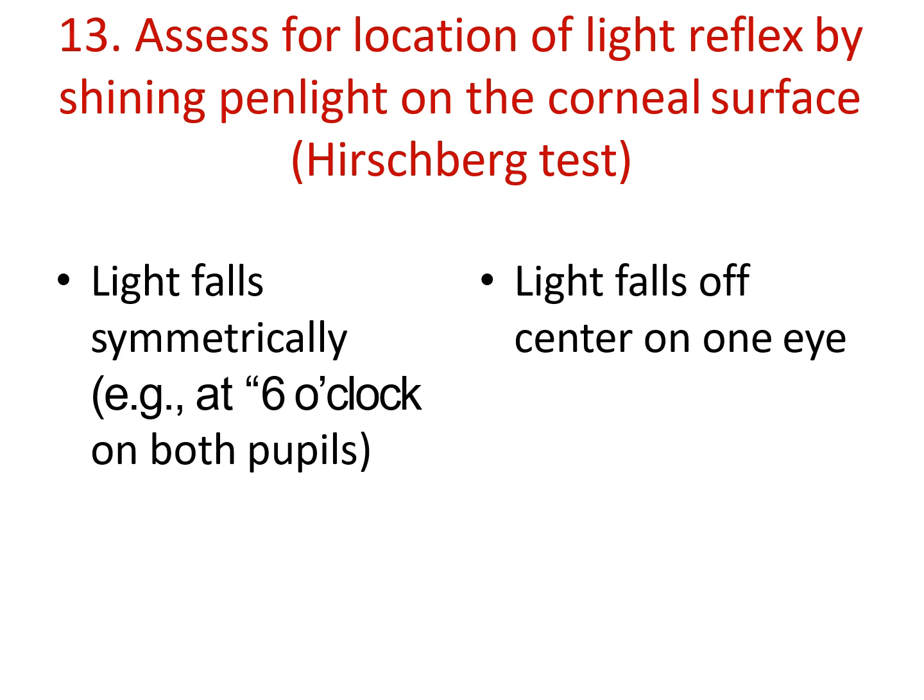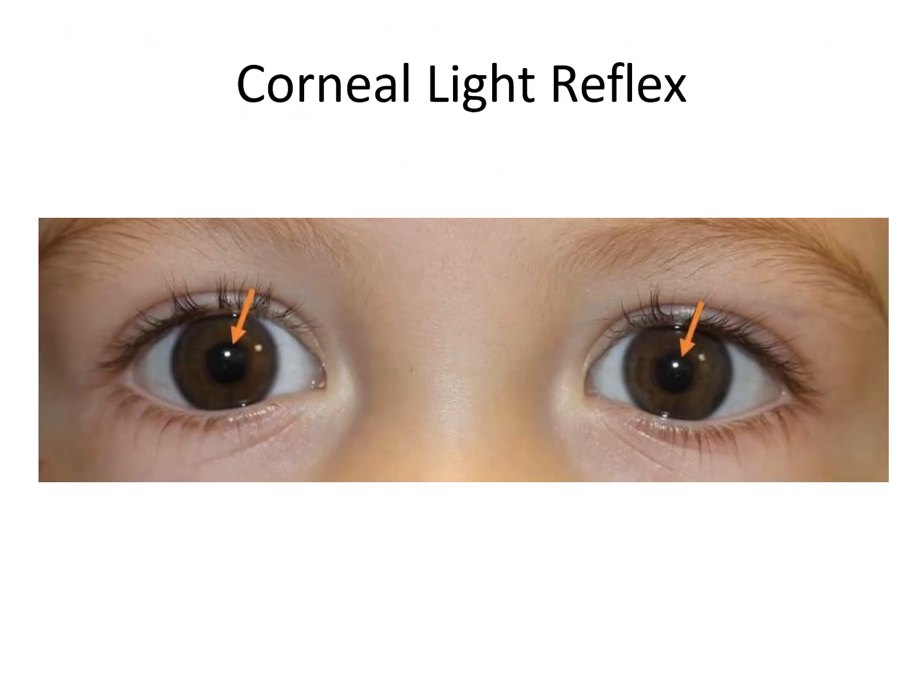You can do this by holding a light in front of the patient, usually at the center. Then the normal finding is when the light falls symmetrically at 6 o'clock on both pupils. What we mean is that it should be symmetrical on both eyes, or should be found in the same place. An abnormal finding is when light falls off center on one eye.